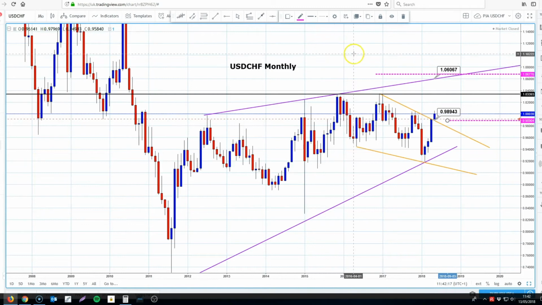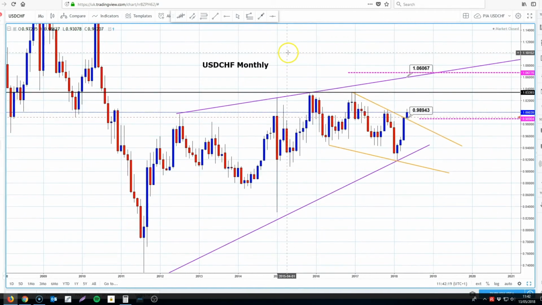Dollar Swiss, again, we're just highlighting the chart that has the most significant technical view for this week. We've broken this wedge formation to the upside.